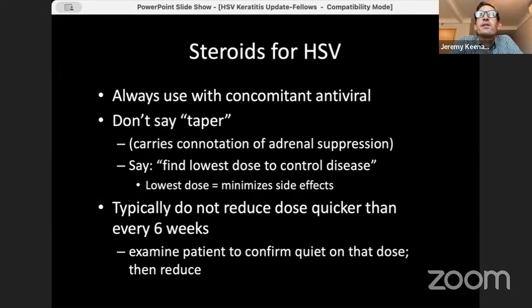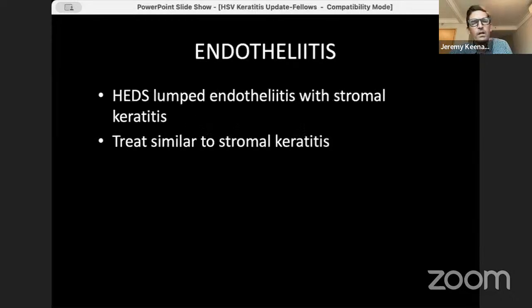But like I just said, the way we think about this is that actually the patient does need the steroids. And what we're doing is not so much tapering them off for safety reasons, but rather we're actually trying to titrate the steroid. We're trying to find what that lowest dose is that will control the inflammation. And like I said, we typically don't do this more quickly than every 6 weeks, as one will make a reduction in the dose. All right, and so the take home for stromal keratitis is that we need steroid, we need to use it for a long period of time, and we need to cover with an antiviral when we're treating.